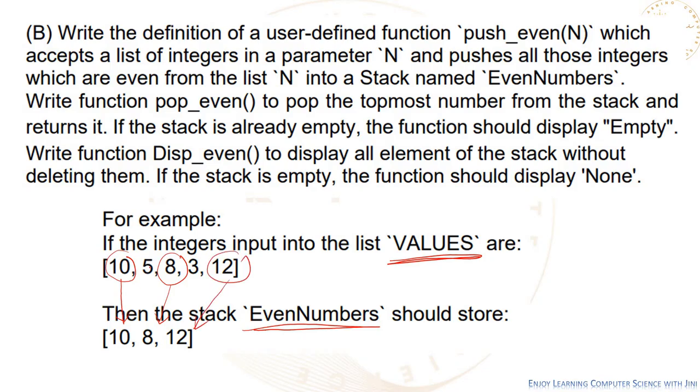So you have to read the values of the list and check whether each is divisible by 2. If it is divisible by 2, you have to add it to the stack, which is known as even numbers. Very simple program. Okay. And then you have to pop even. That means from the stack which is created, you have to remove the topmost element, which is the number that was added last. And while you are removing, you have to check whether it is empty or not. If the stack is empty, you have to display the function empty also. Okay. Let's see.